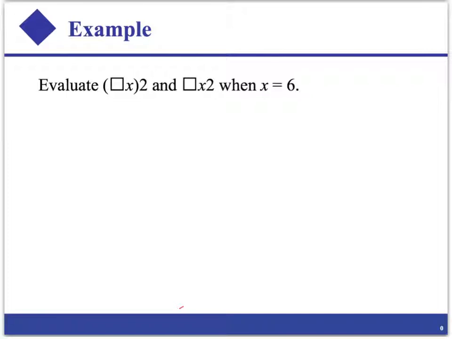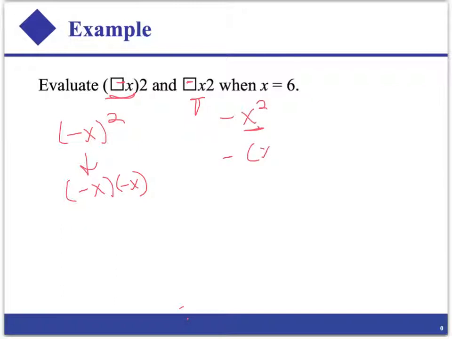Now we have negative x squared, and then this. All right, these parentheses mean two different things. If you have the parentheses around negative x squared, that means you are squaring the whole thing. It becomes negative x times negative x. On this one up here, it's just really negative x squared. You're only squaring the x, so it's going to be negative times x times x.